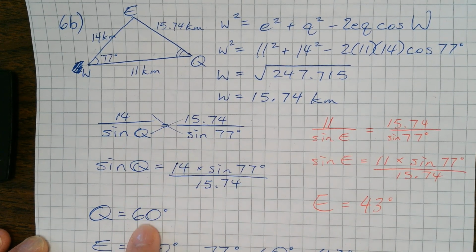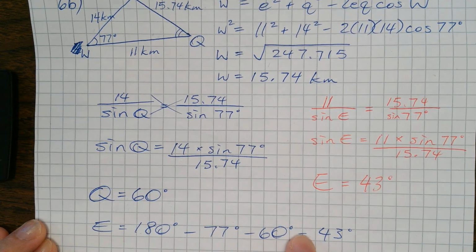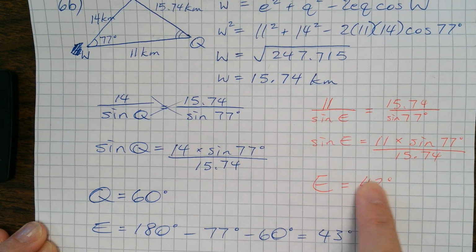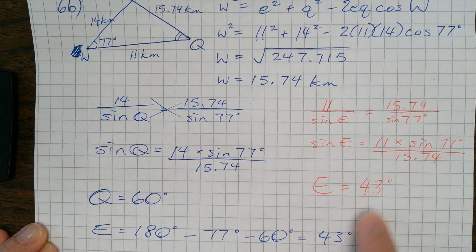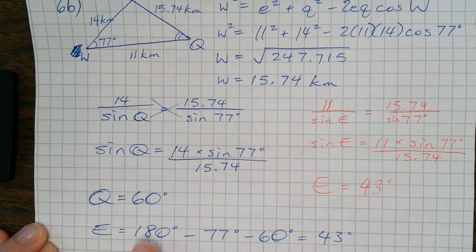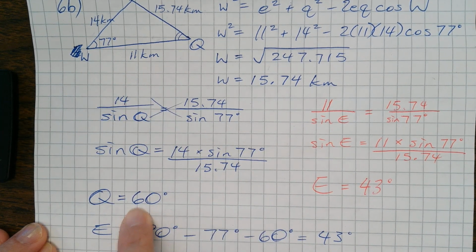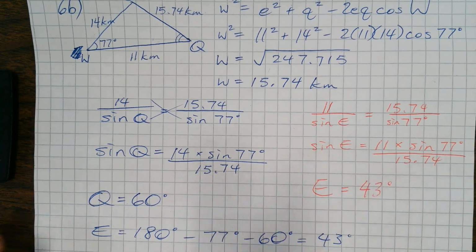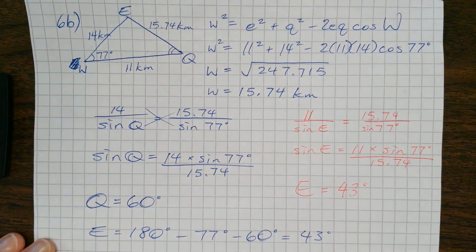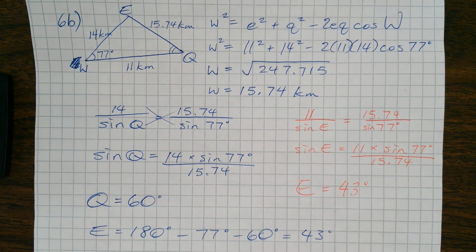Doing sine law, I found angle Q first, I got 60 degrees. So when I subtracted from 180, I got 43. In the red right here, I solved for angle E first, and I got 43 degrees. So when I subtract the 43 and the 77 from 180, I'll get Q is 60. So it doesn't matter which one you use. So for example, tomorrow, if you have a lot of time left and you want to check your answer, you can do that to check. Okay.